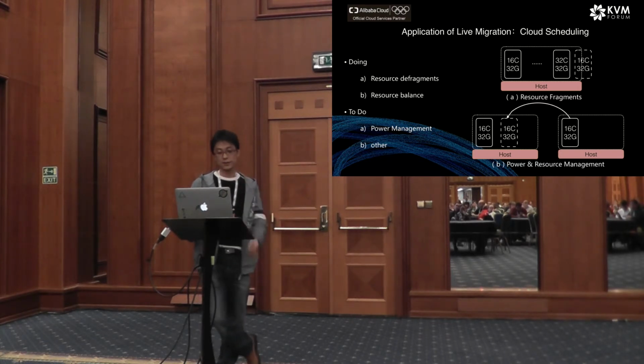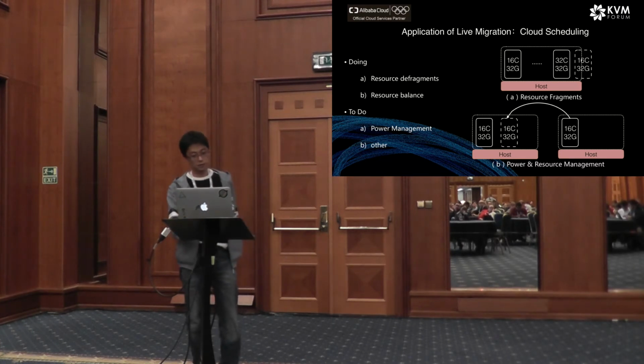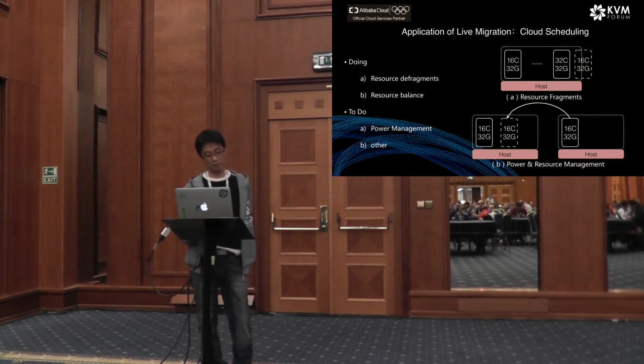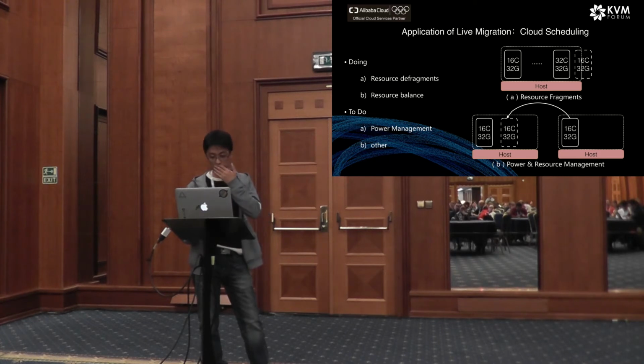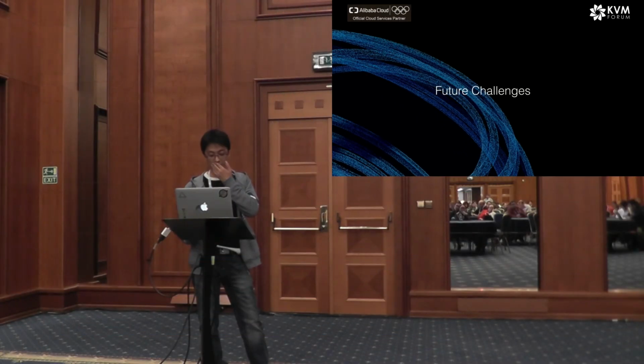Resource balance is used when there is a surge of CPU usage or memory usage in the host, and then VM migration will be triggered to avoid contention in our cloud. Also, live migration can be used to help the power management of the whole cluster, but there are a lot of things we need to do, so it is on our to-do list. After all these things, live migration is gradually taking a very important role in our cloud.